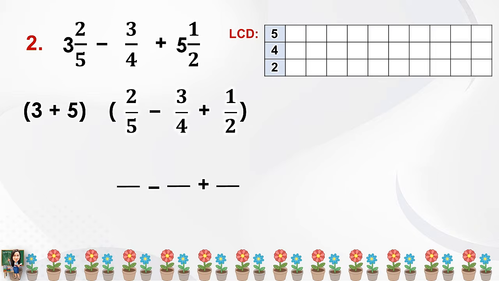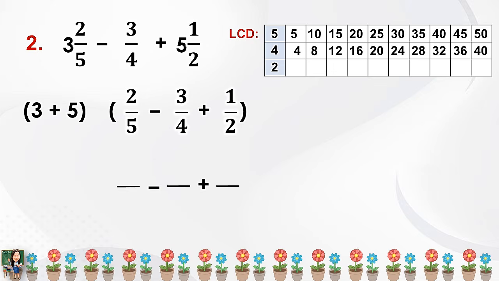The multiples of 5 are 5, 10, 15, 20, 25, 30, 35, 40, 45, 50. The multiples of 4 are 4, 8, 12, 16, 20, 24, 28, 32, 36, 40. And the multiples of 2 are 2, 4, 6, 8, 10, 12, 14, 16, 18, 20. Did you see the LCD? Yes. The least common denominator of 5, 4, and 2 is 20.